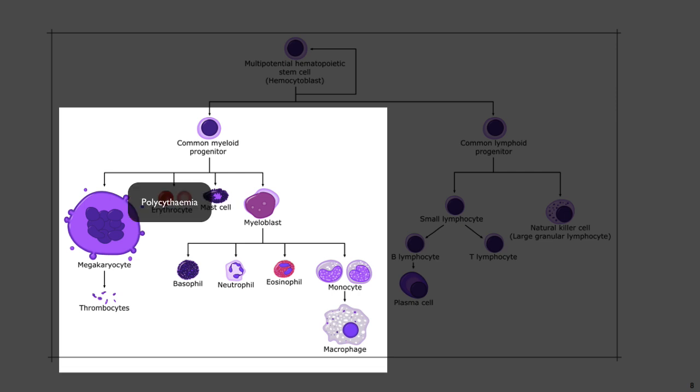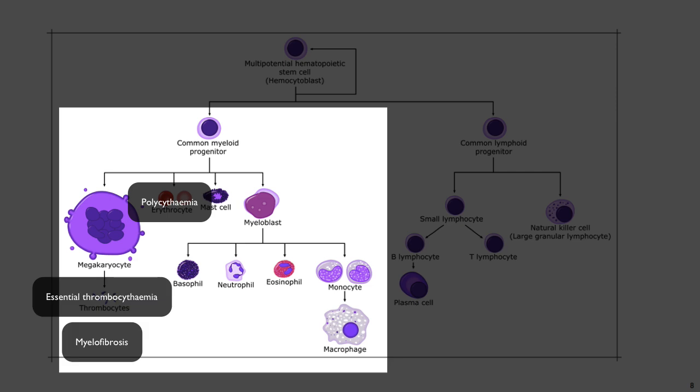For example, if you have the red blood cell line that's dominant, you end up with polycythemia vera. If you have the megakaryocyte line dominant, you end up with either essential thrombocythemia or idiopathic myelofibrosis. Well, if the neutrophil line is predominant, you end up with chronic myeloid leukemia.